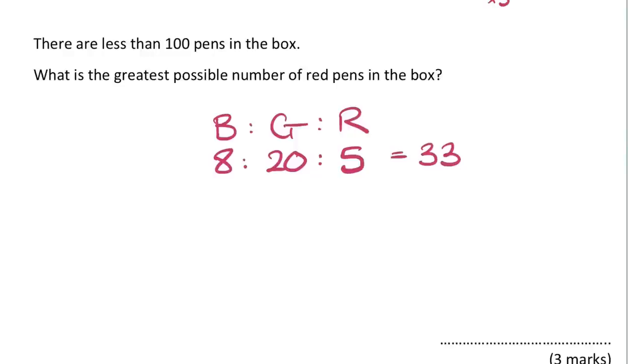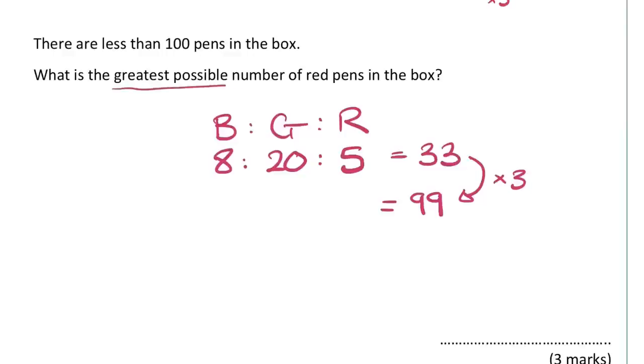So I need to think smaller. I need to think about 33. What could I times that by to get close to 100? Well, if I times it by 2, that would be 66, still quite a bit under. If I times it by 3, I get to 99, which is obviously 1 under, so I definitely can't go any higher than that. So if I times it by 3, I get 99.